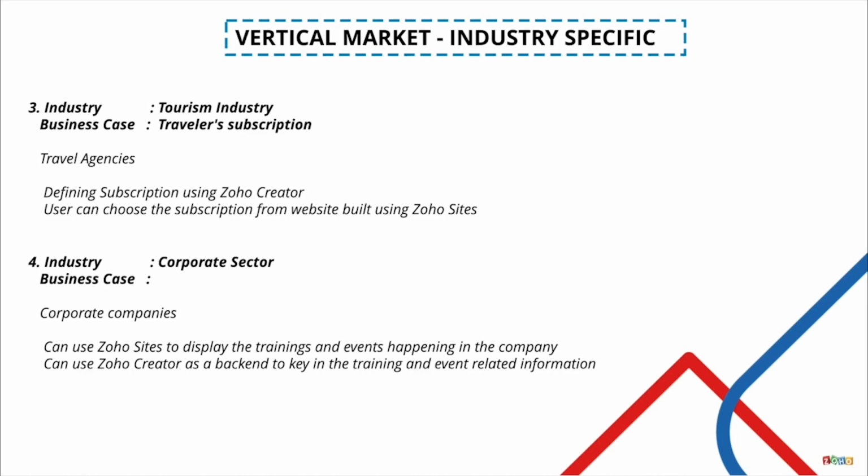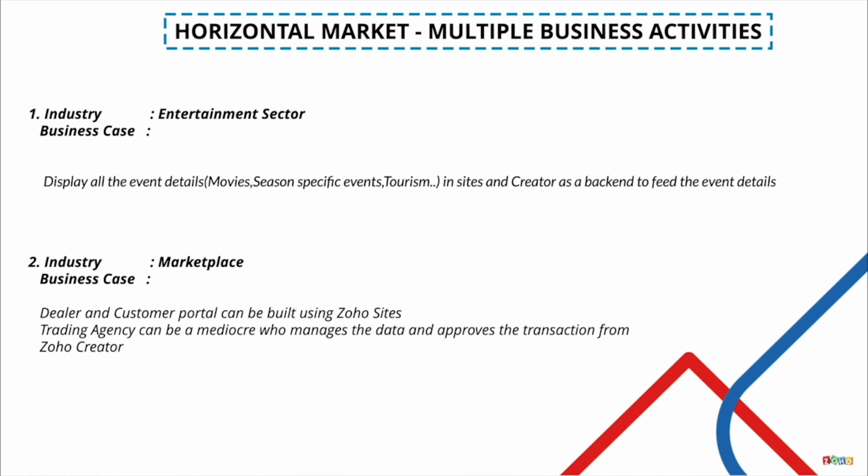And once we establish this integration, most of these processes can be automated, and we can get a very powerful website which can display the content. Coming to the horizontal market, right? It's not specific to any particular industry. It's a group of opportunities. So we can simply say it as the entertainment sector, which includes movies, season-specific events, tourism, etc.